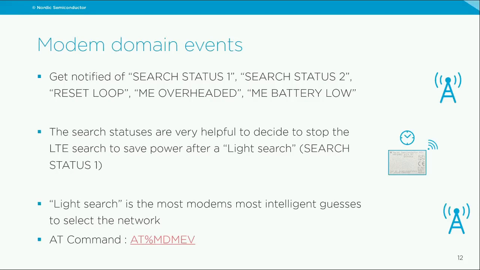And from this, the application can choose to turn the modem off to save current consumption. This feature is very helpful for very constrained devices that need to use as little power as possible. If you are in bad conditions and you do not want to go into this heavy search that can use a lot of time and power, you can just turn off the modem after this light search and do a new search later on. If, for example, you have a device that's moving and you want the device to move to an area that's better suited for searching and coverage.